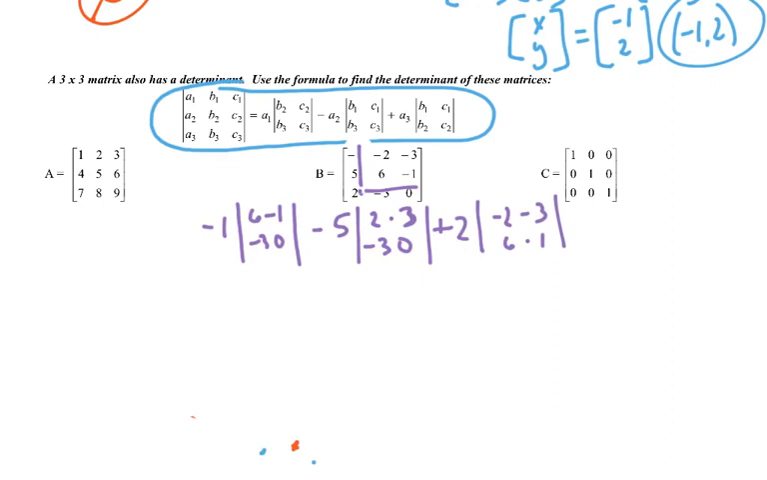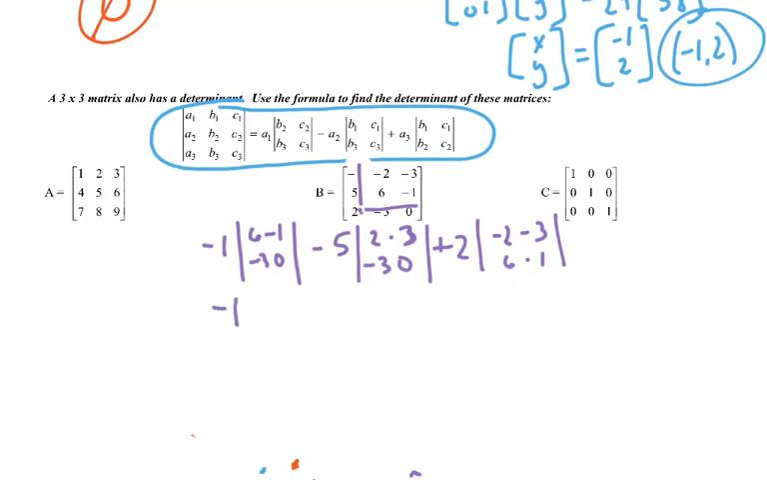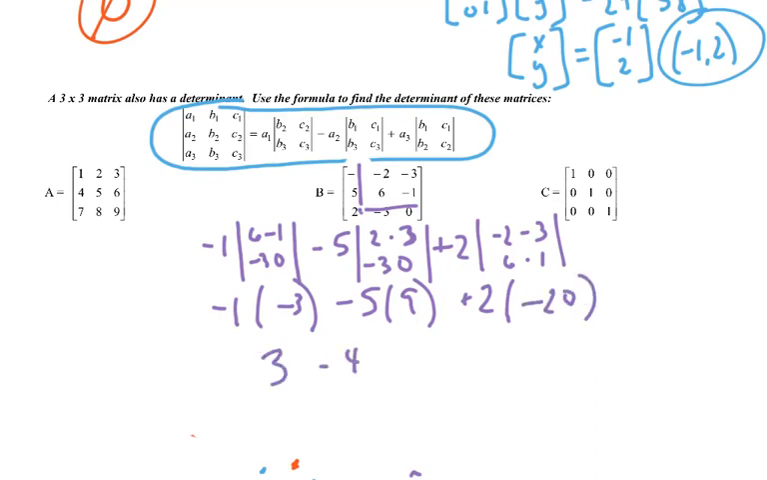So now for each of these, I'm going to actually do the determinant. -1, and then this is going to be 0 minus 3, which is -3. I'm just doing the determinant. -5, 0 minus -9 is 9. And then here, -2 minus -18, -20. So I have 3 minus 45 minus 40, or -85 plus 3, which is -82.